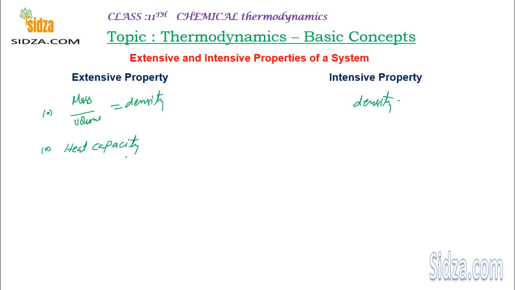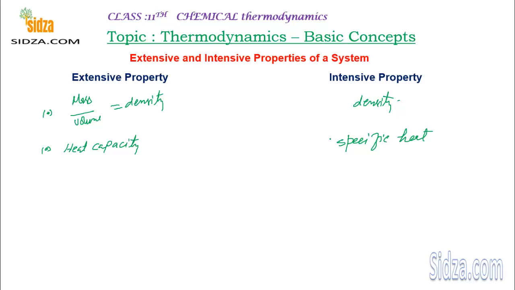Heat capacity is another extensive property. But heat capacity per unit volume, which is called the specific heat, right? Which is called the specific heat. That is an intensive property. So we can say specific heat is an intensive property.